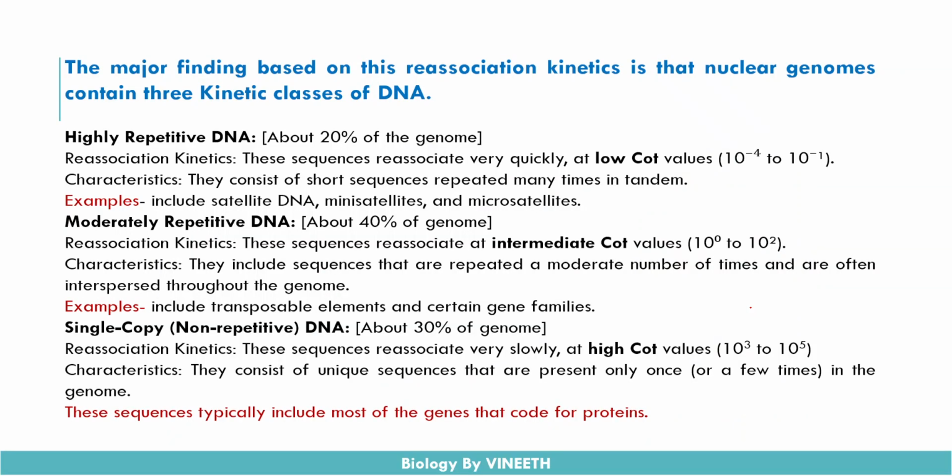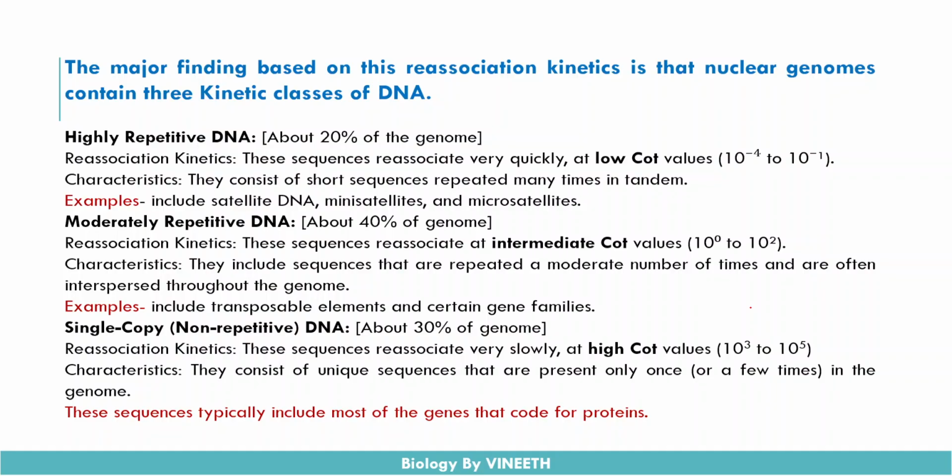Then what we have is the highly repetitive one. These have low COT values, in the range of 10 power minus 4 to 10 power minus 1. Most of the satellite DNA, like minisatellites and microsatellites, have a lot of repetitive sequences, like adenine and thymine sequences which are repeated rapidly. This kind of repetition makes the DNA sequences highly repetitive, and this makes the DNA have low COT values. The examples include the satellite DNA, minisatellites, and microsatellites.